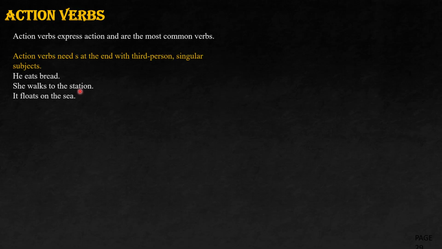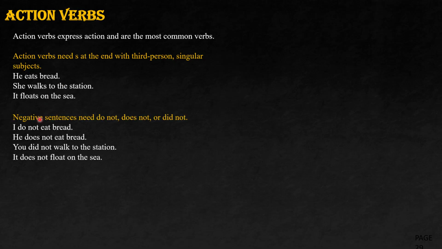Here, when it comes to action verbs, as I said, they express the action. For example, we have here, he eats bread. Object is bread, eats is the verb. Now, she walks to the station. Where is she going? The station, so walks. Okay, like that. Next we have, it floats on the sea.